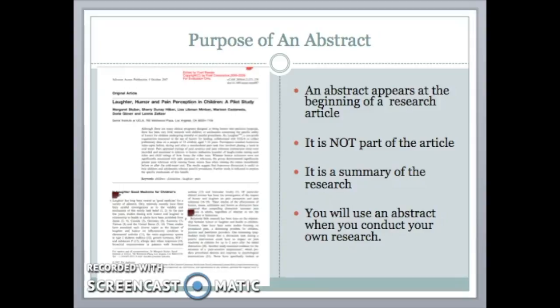The purpose of an abstract is that it acts as a summary of an empirical research article, but instead of coming at the end like most summaries, it comes at the beginning. It's physically separate from the article. So here's the abstract, and here is paragraph 1, paragraph 2, the rest of the article. The abstract is physically separated. And like I said, it's a summary of the research. It's usually a comprehensive summary.